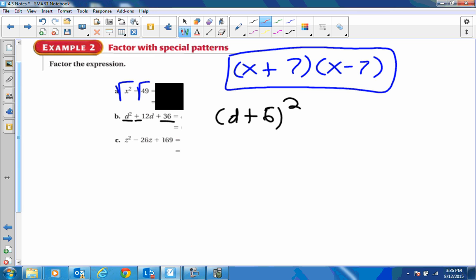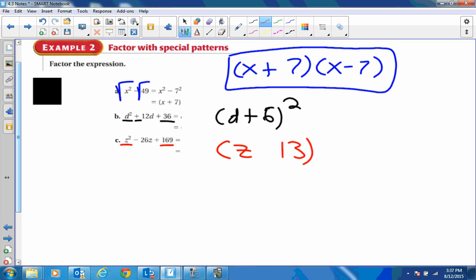Last one, three terms. We're talking about z squared. Is that a perfect square? Yes. What's the square root of z squared? Z. Okay. And is 169 a perfect square? Yes. What's the square root of 169? 13. But there's a minus in the middle. So since there's a minus in the middle, it has to be z minus 13 squared. And that's how you factor special patterns.